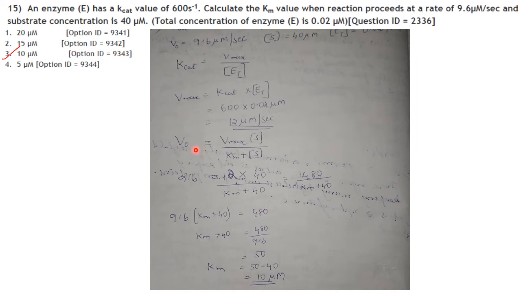Now we know the Michaelis-Menten equation. V0 is equal to Vmax times concentration of S by Km plus concentration of S. Substitute the values there and you will get Km as 10 micromolar. Answer is option 3.